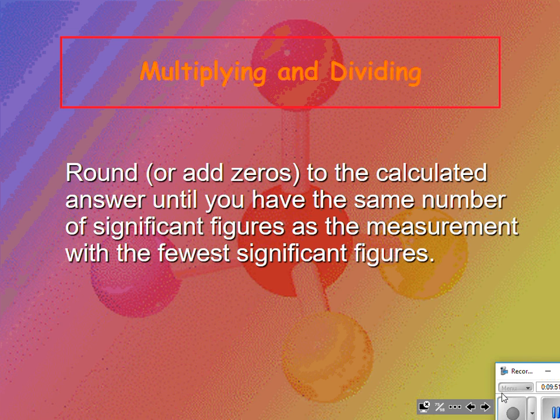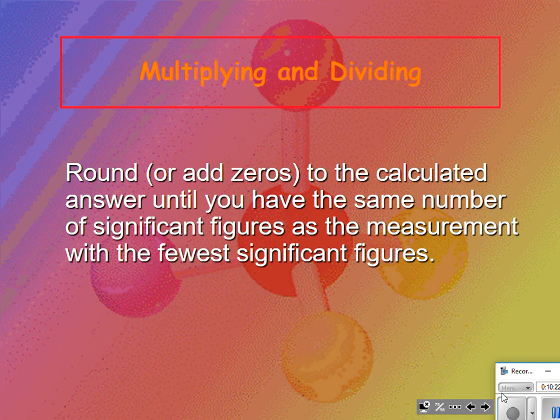Multiplying and dividing: we round or add zeros to the calculated answer until you have the same number of significant figures as the measurement with the fewest number of significant figures.